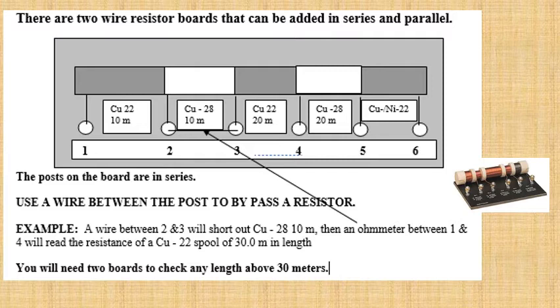And so if we connect post 2 to post 3, we basically skip over spool 2, because we have a tiny wire with low resistance in parallel to the spool, which effectively zeroes it out. So in that way we can go to 30 meters on an individual board. If we have two boards, we could go up to 60 meters if we so chose.